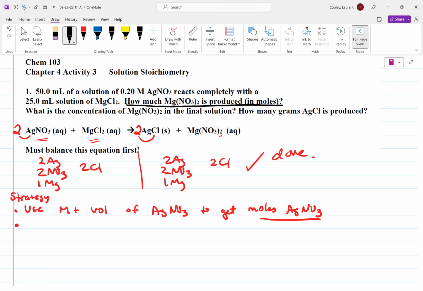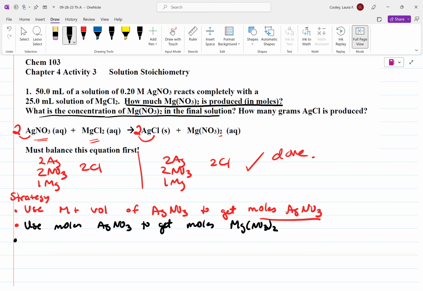You see that? I'm looking for the amount of magnesium nitrate. That's a product. So I'm going to use the moles of AgNO3 to get what? Yeah, Mg(NO3)2. Okay, and now what's being asked here is, what is the concentration of that Mg(NO3)2 in the final solution? That means what is the molarity?